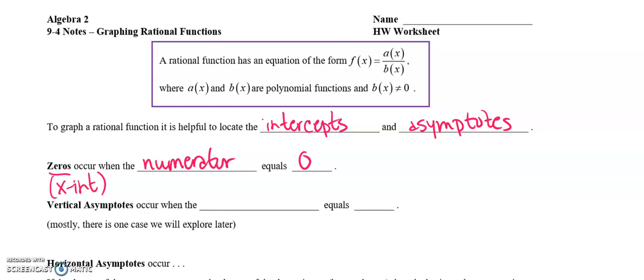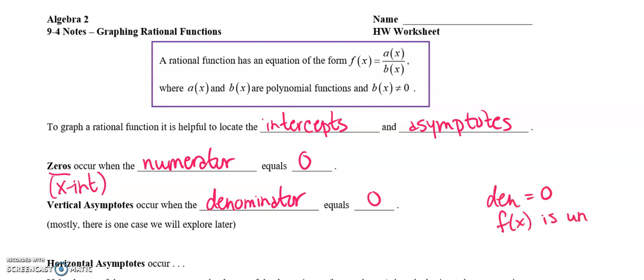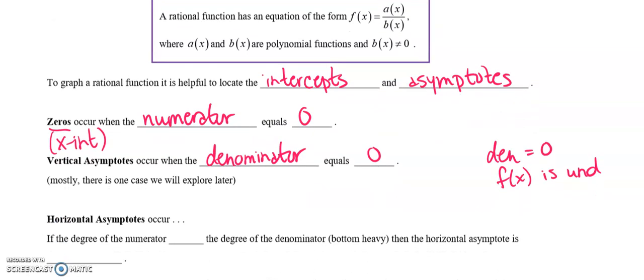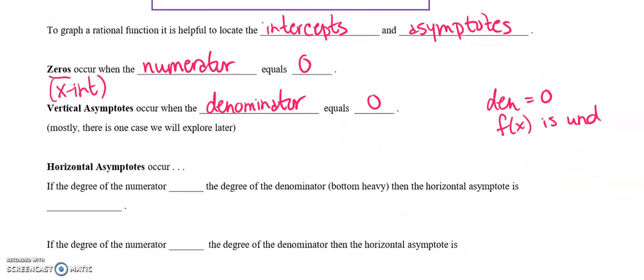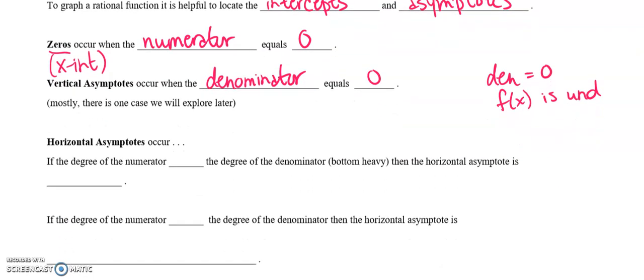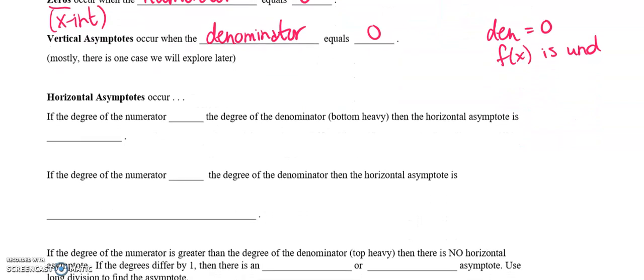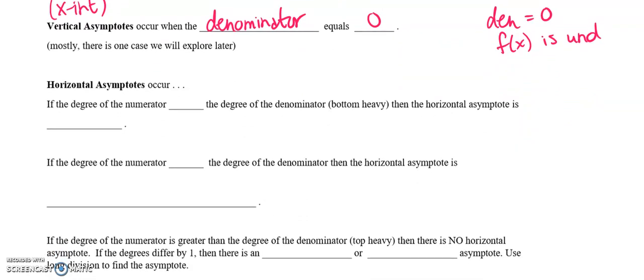Vertical asymptotes occur when the denominator equals 0. Remember, when the denominator is equal to 0, then the function is undefined. So those locations where the function is undefined, those are going to be vertical asymptotes. There is one case where it's not a vertical asymptote, it's something else. It's a special situation. We'll talk about it in a little bit.